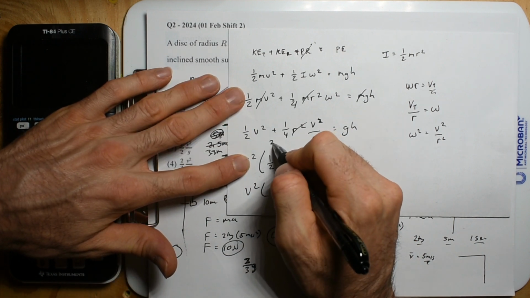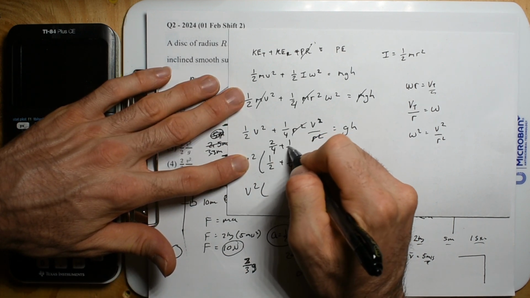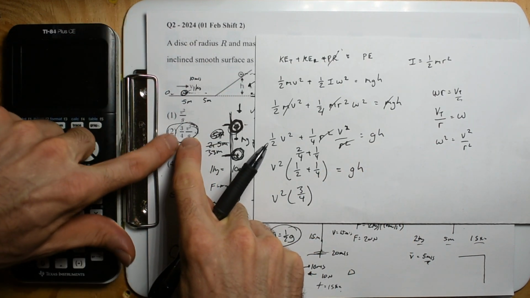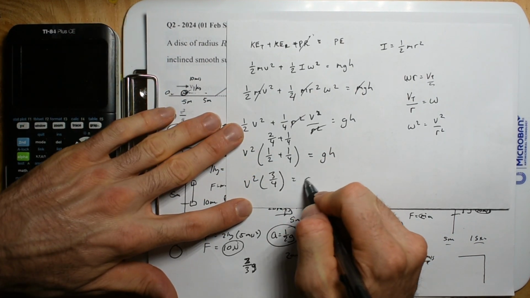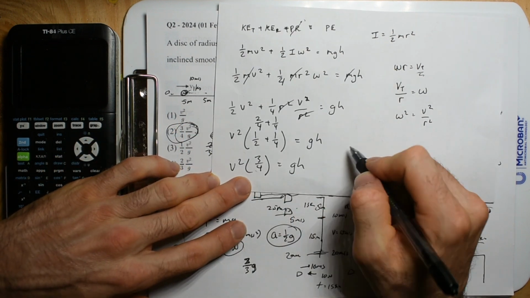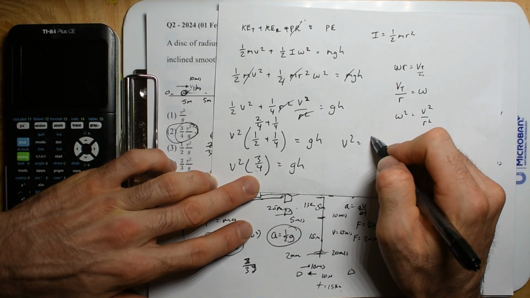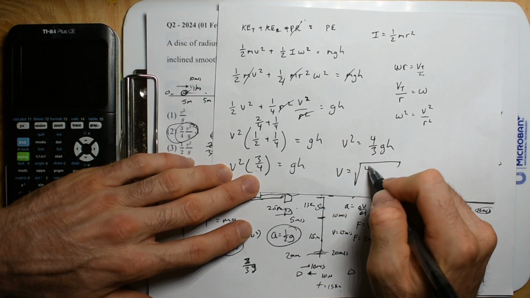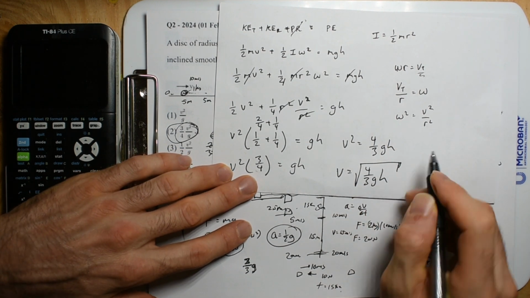Maybe you don't know how to do that, but this is 2/4 plus 1/4. That's going to be 3/4. And so we got gh. So we're going to take this to the other side. You're going to have v squared is equal to 4/3 gh. And then v is the square root of 4/3 gh.